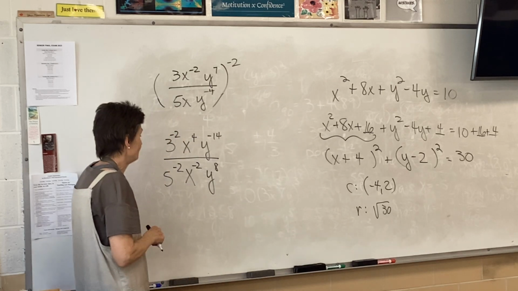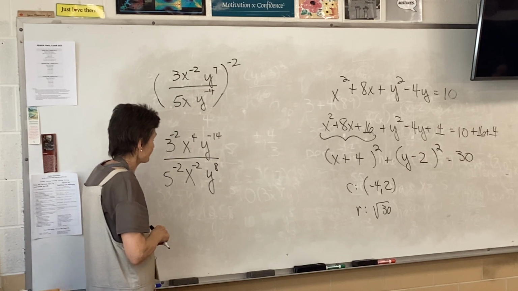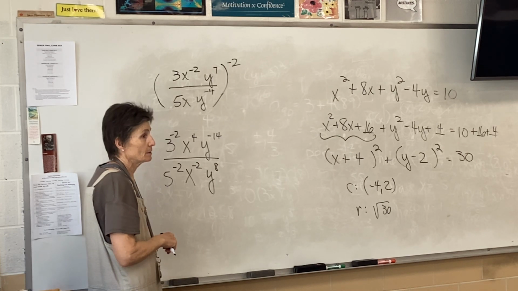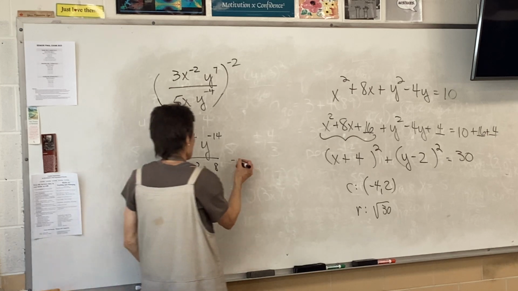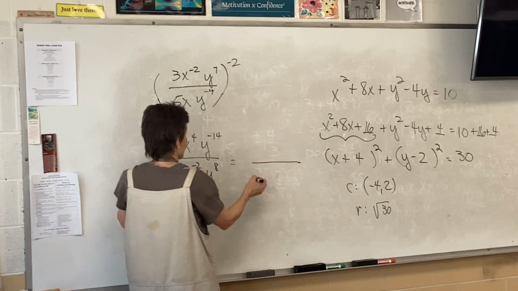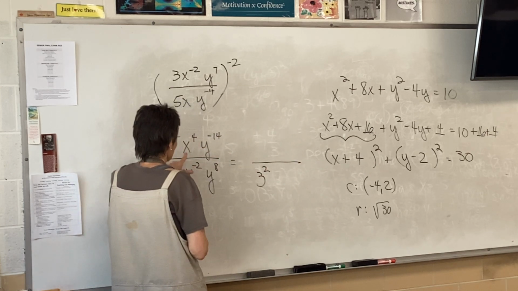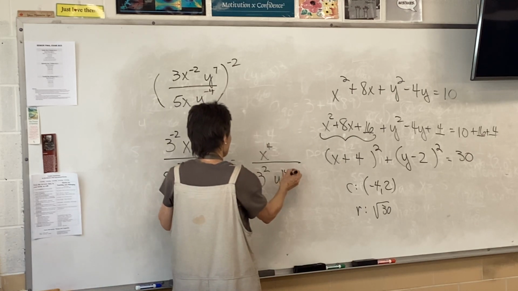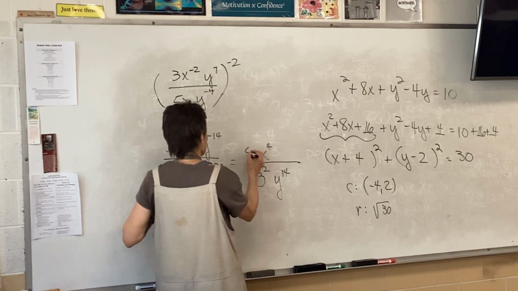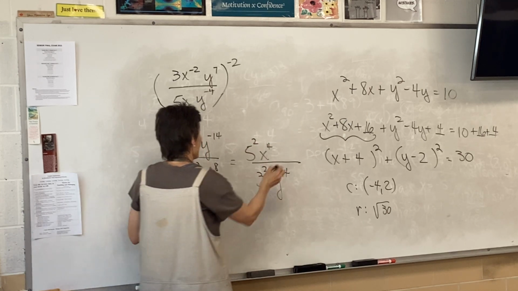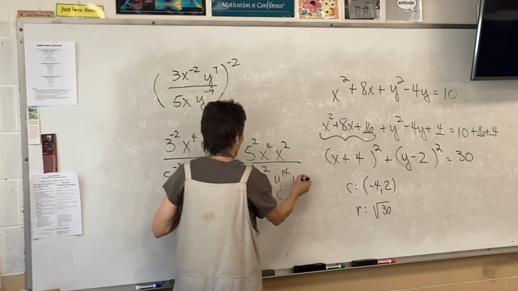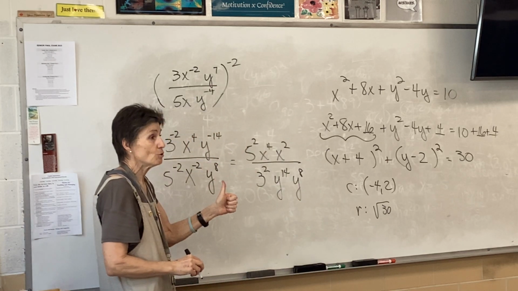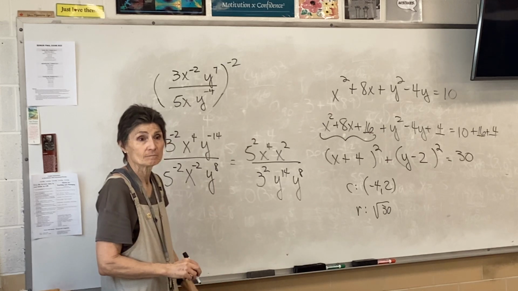All right, now what? Change the negatives. I would move everything with a negative. So, if it has a negative exponent, it gets moved. So 3 squared comes to the bottom, x to the 4th stays there, y to the 14th comes to the bottom, 5 squared goes to the top, x squared goes to the top, and y to the 8th stays down there. If it's negative, it moves. If it's positive, it doesn't.